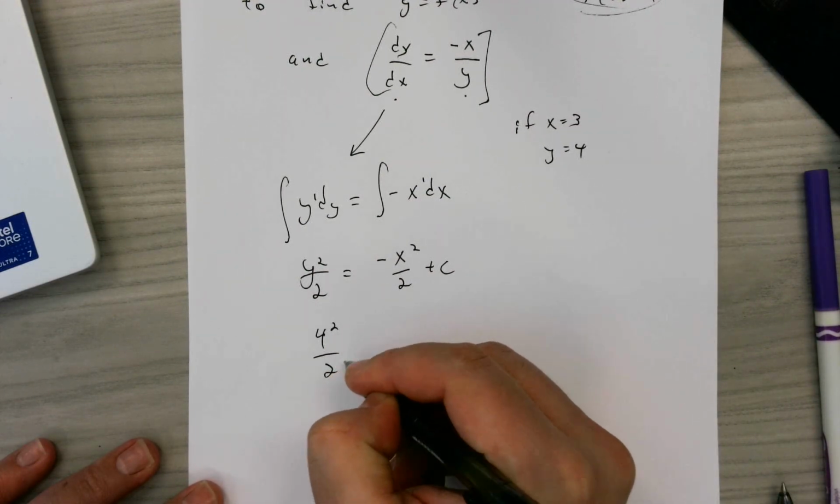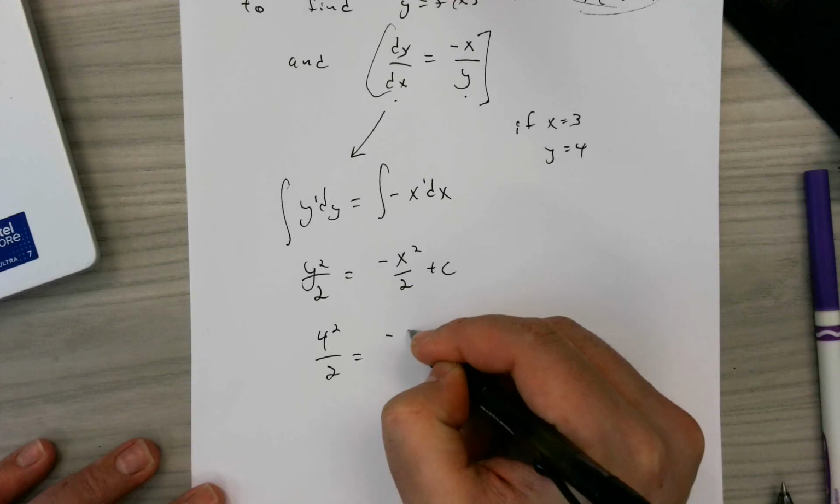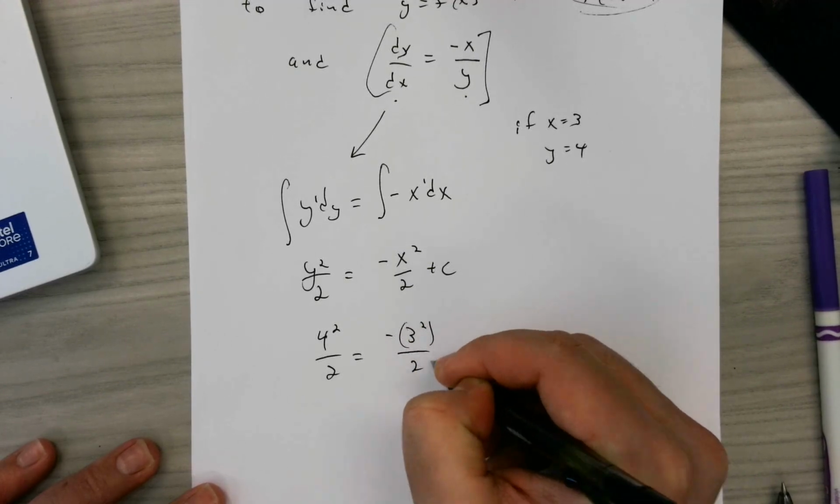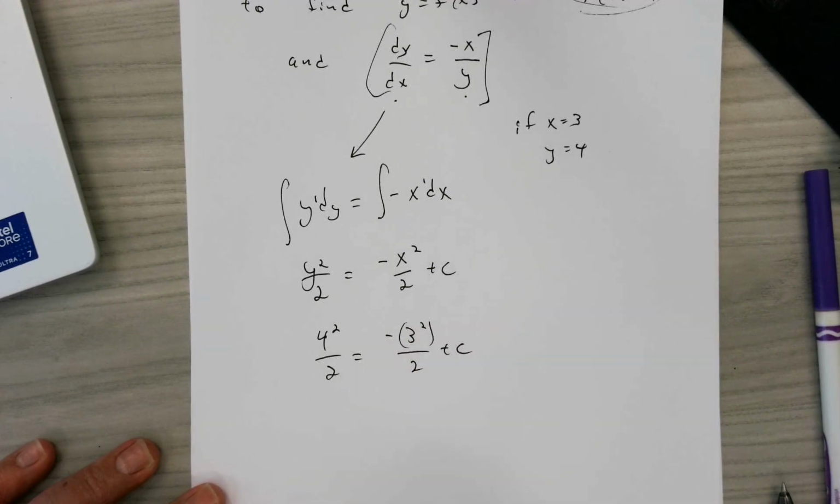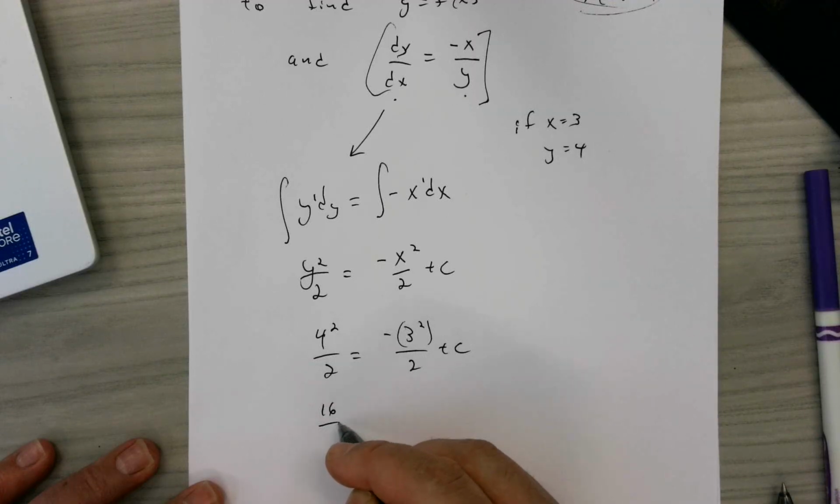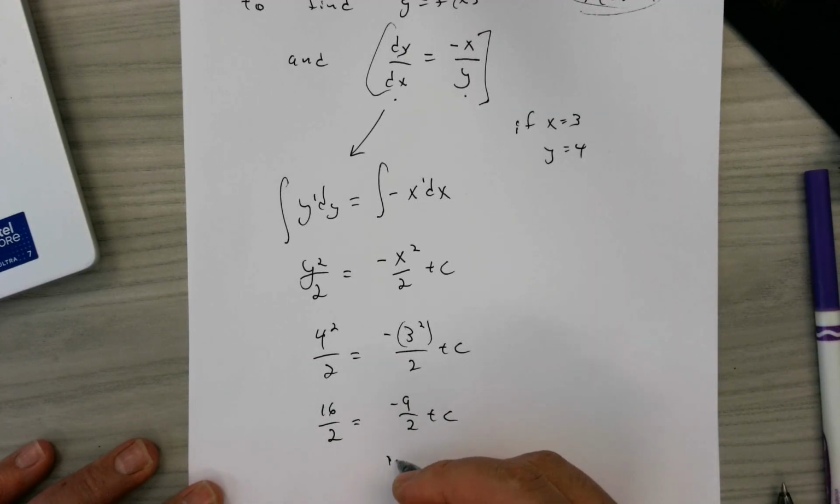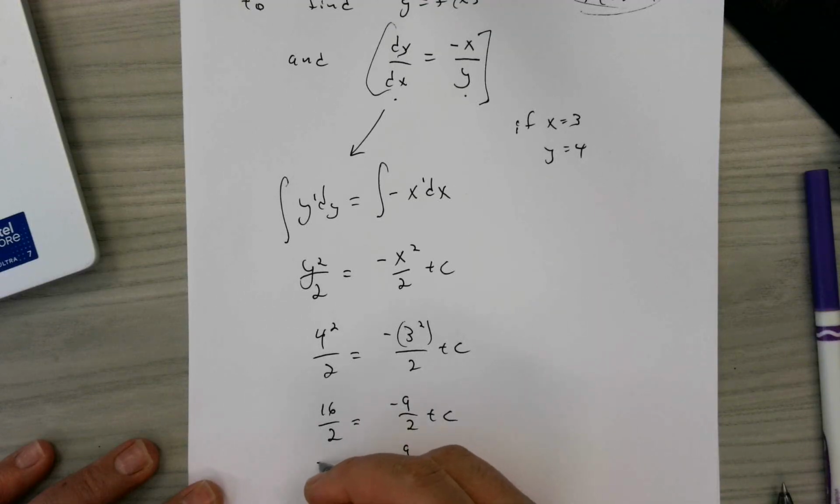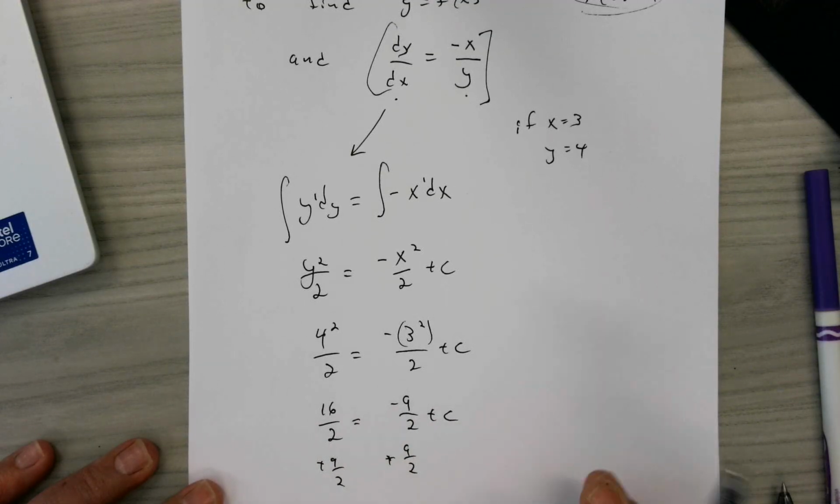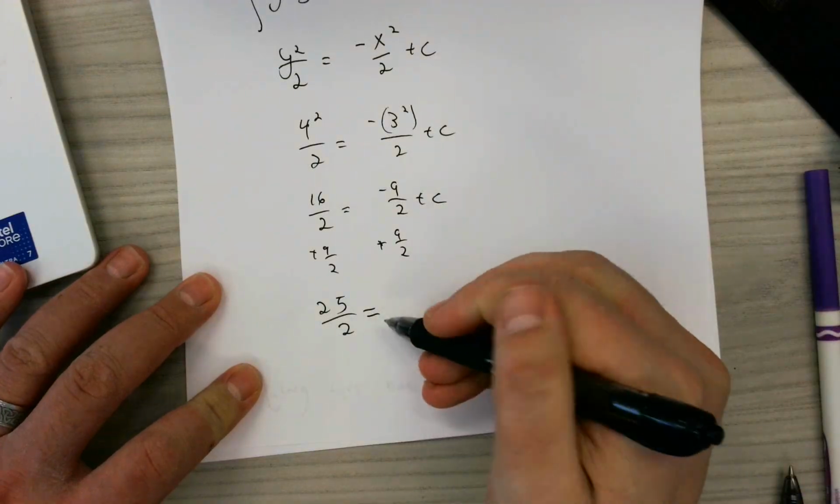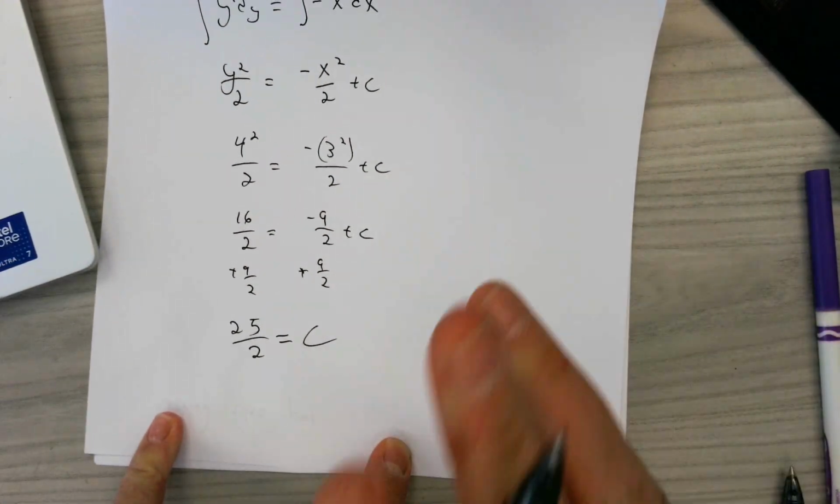4 squared over 2 equals negative 3 squared over 2 plus c. This c is now locked in. 16 over 2 equals negative 9 over 2 plus c. Add 9 over 2, add 9 over 2. 25 over 2 equals c. We are still in method 1.